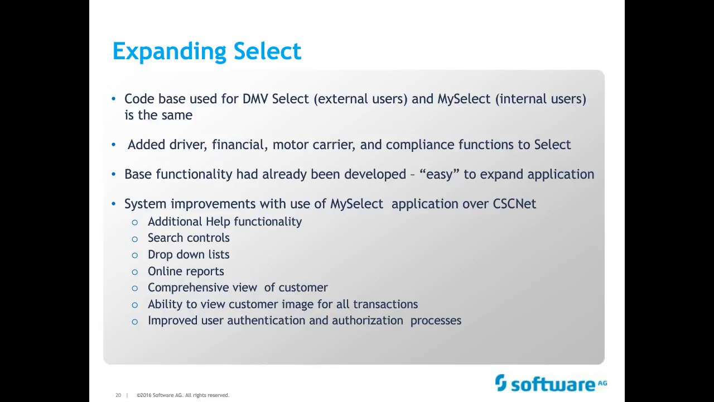What this did for us is it gave us help functionality for our users. They have search controls and drop-down lists. There's a lot of online reports that they can run. And it sort of gave us a comprehensive view of the customer. Instead of only being able to pull up a transaction at a time, you could pull multiple pieces of data back and present it to the customer or to our CSRs at one time. And it improved user authentication and some authorization processes. We use Active Directory for authentication for the MySelect system.